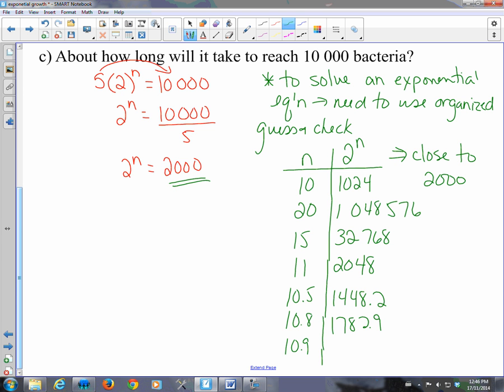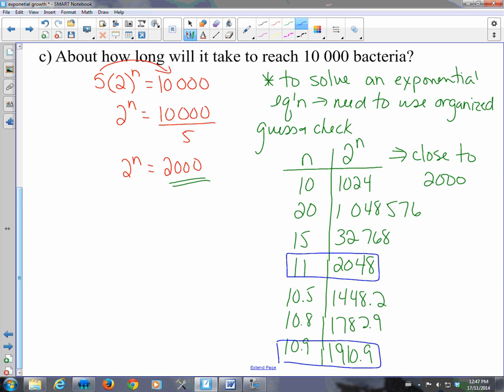We won't try anything smaller than 1 decimal. Exponent 10.9. And I've got 1,910.9. So I look at my answers and see how close I've gotten. I've gotten 2,048, and I've gotten 1,910. 11 is probably closer because it's only 48 more. 1,910, we're still 80 off.